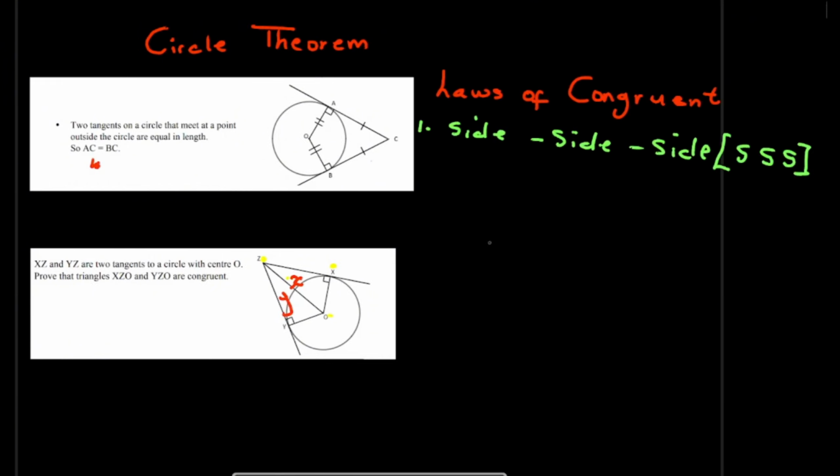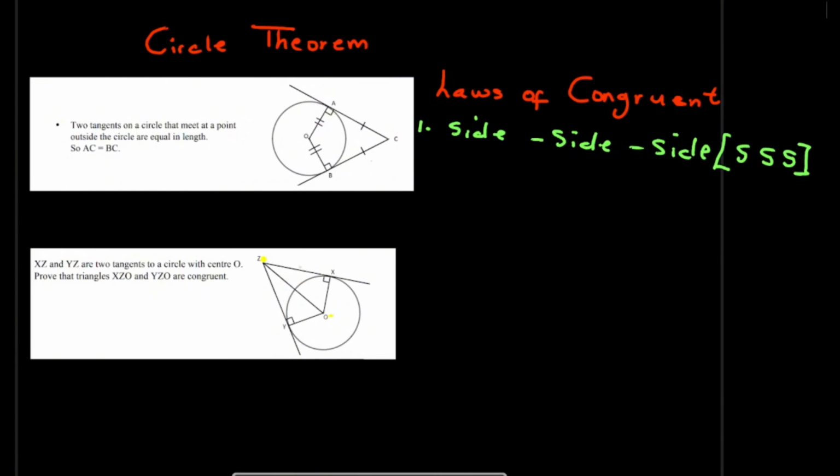Let's look at the laws that make triangles congruent. The first law for knowing if triangles are congruent is what I call side, side, side. Side, side, side means check if the three sides of the first triangle are equal to the three sides of the second triangle. So let's check it out.